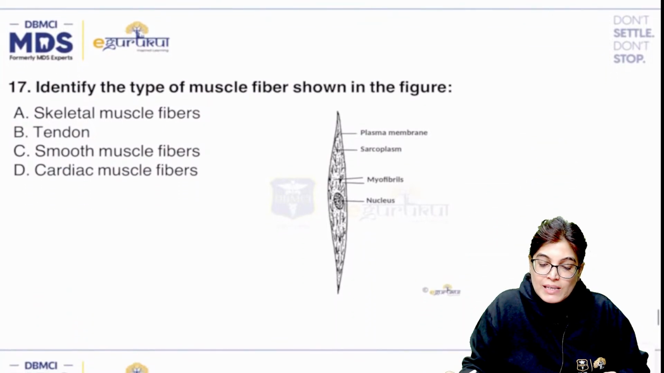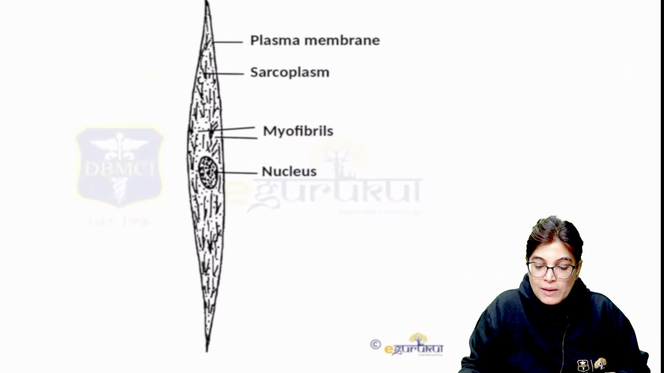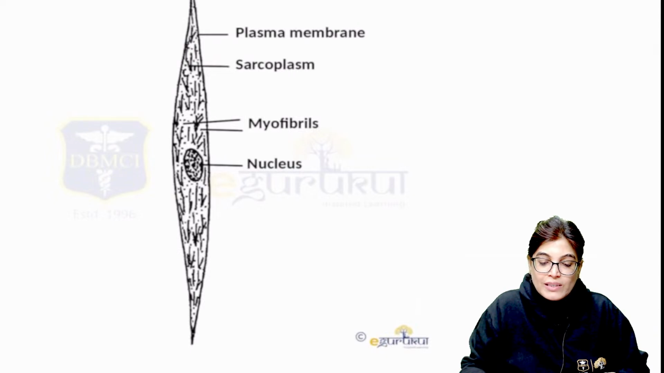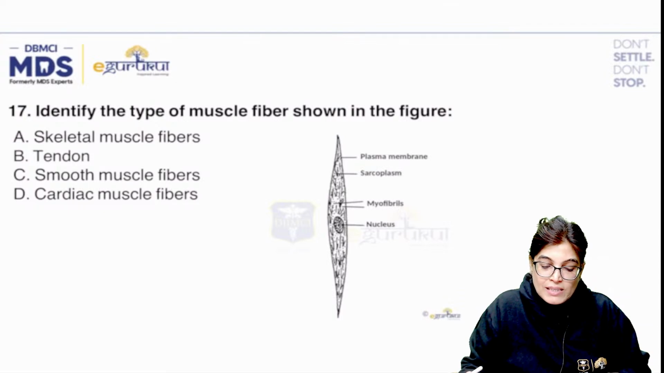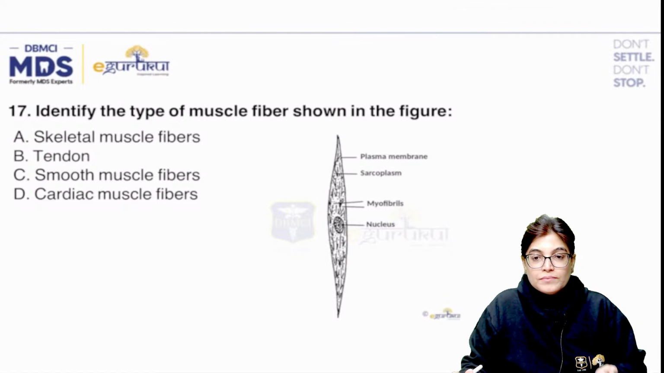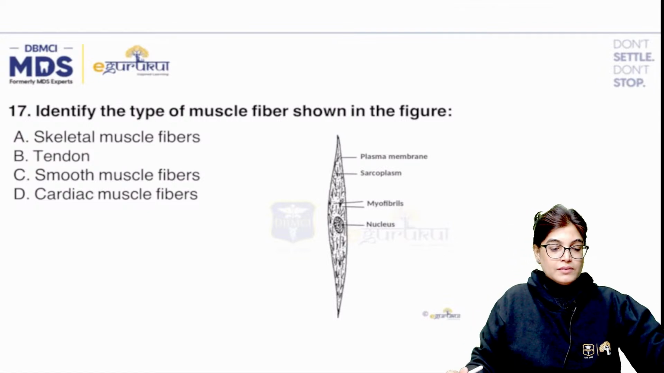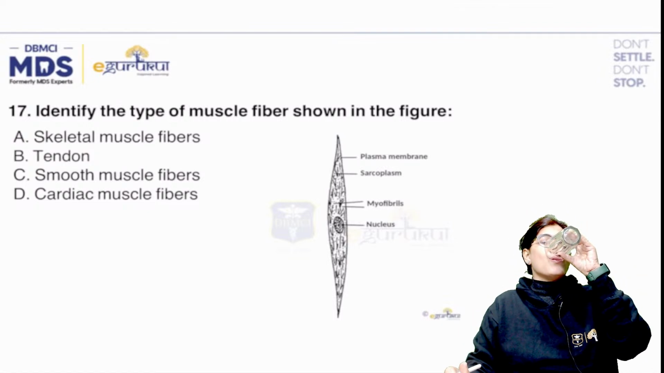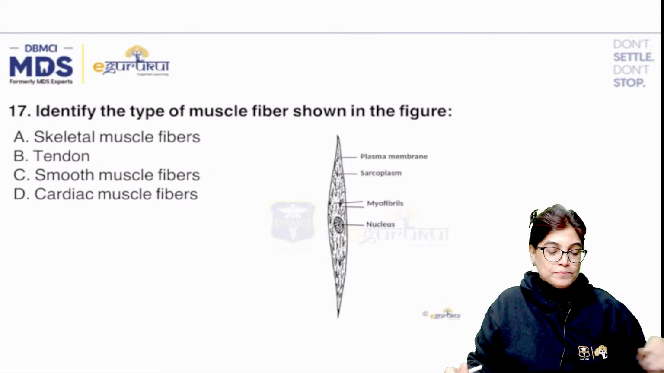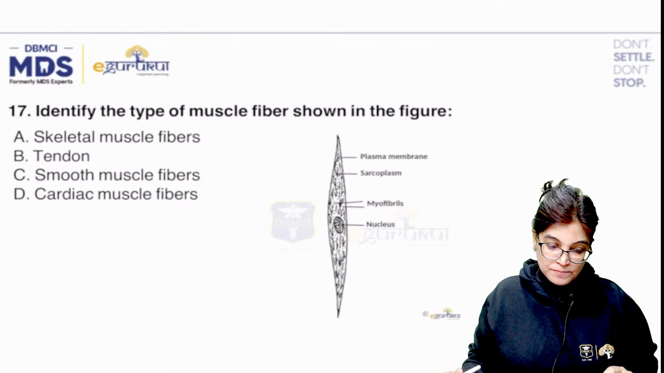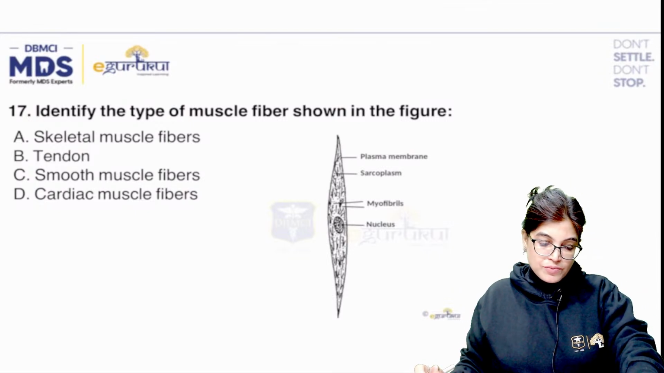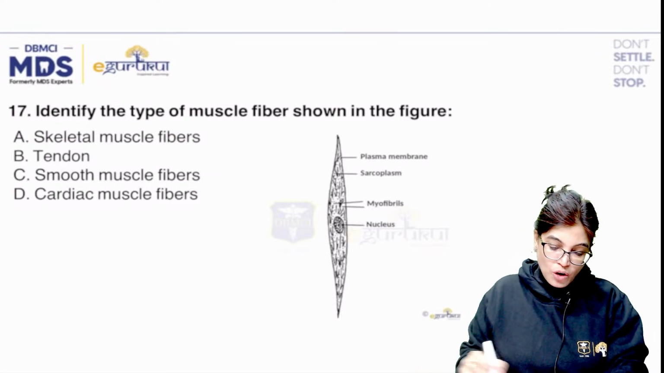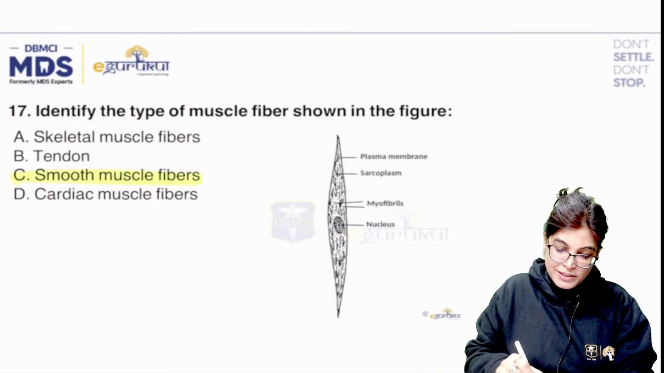Now identify the muscle fiber. Can you see this image? Please identify the muscle fiber, whether it is skeletal muscle, tendon, smooth muscle fiber or cardiac muscle. So I got an answer from Kriti, Dr. Libra. Absolutely correct. Smooth muscle fiber.